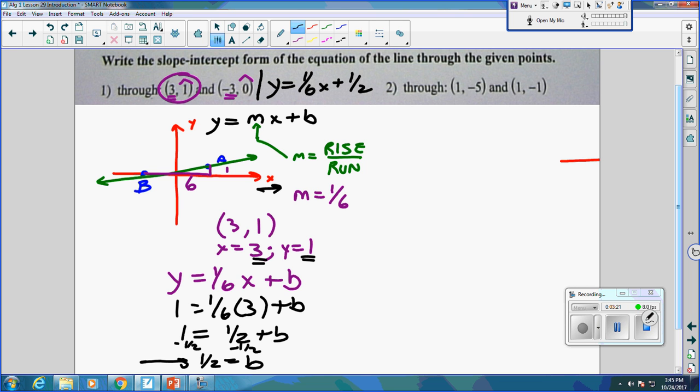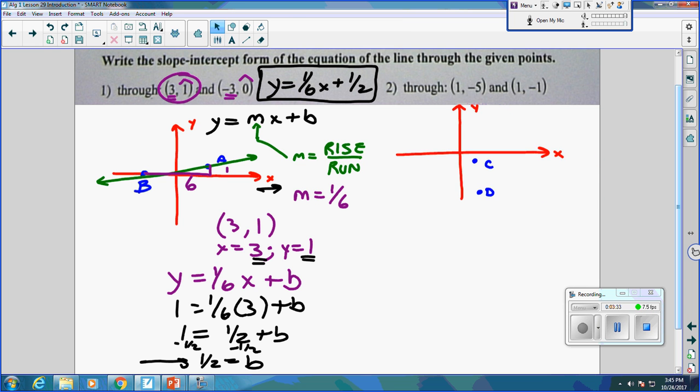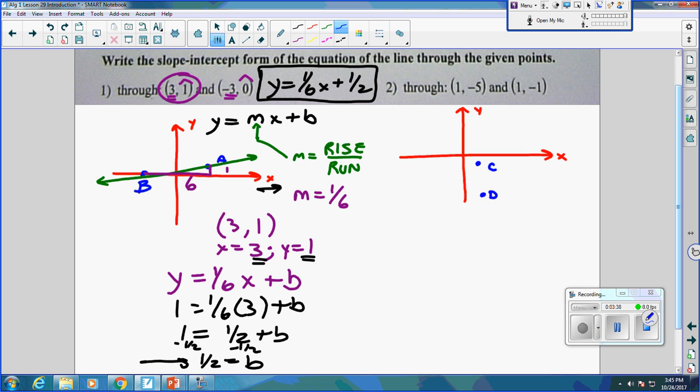This is the equation of a diagonal line. This had a positive slope. It's going uphill. For number 2, it says through 1, negative 5 and 1, negative 1. When you plot those points, and I call them C and D, quickly I think you'll see that this line is straight up and down.